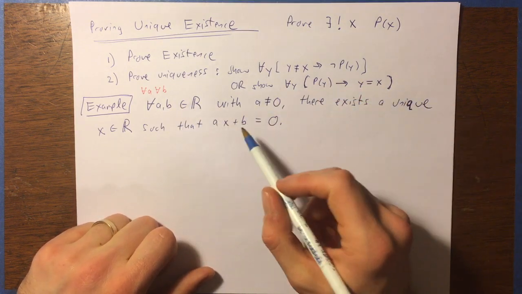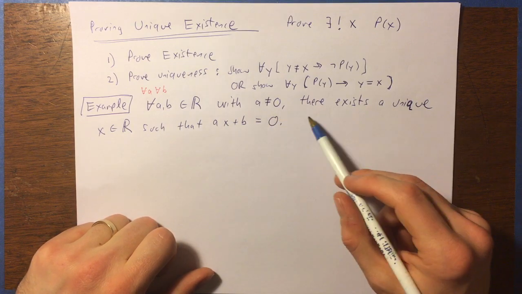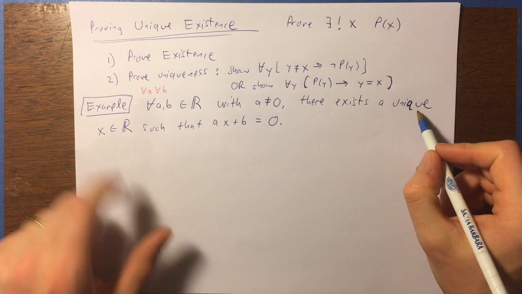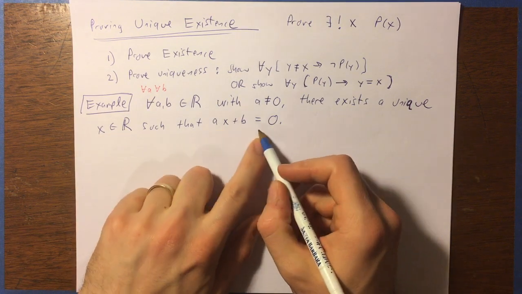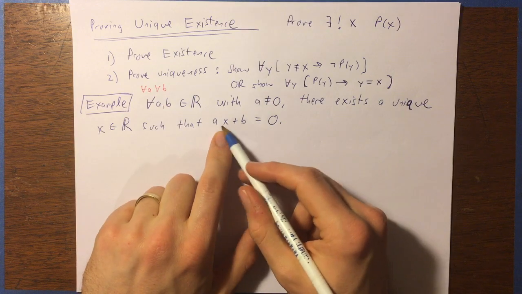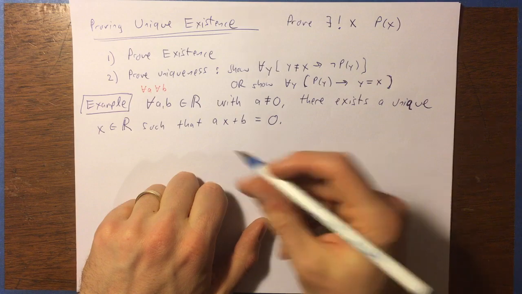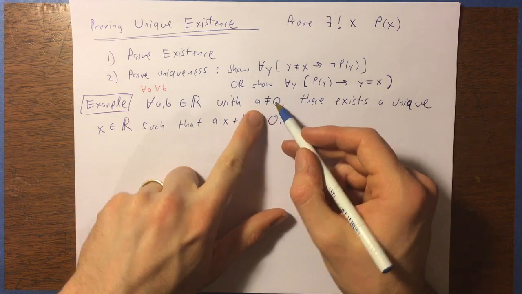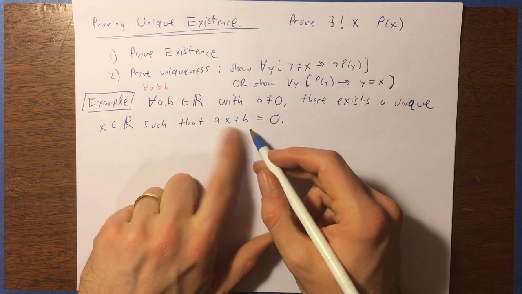This is our domain. As long as a is not equal to 0, then there exists a unique x in the real numbers such that ax plus b equals 0. So there's a unique x solving this linear equation with a and b as its coefficients. And a not equal to 0 just makes it so that this is truly linear and not a constant polynomial on the left here.